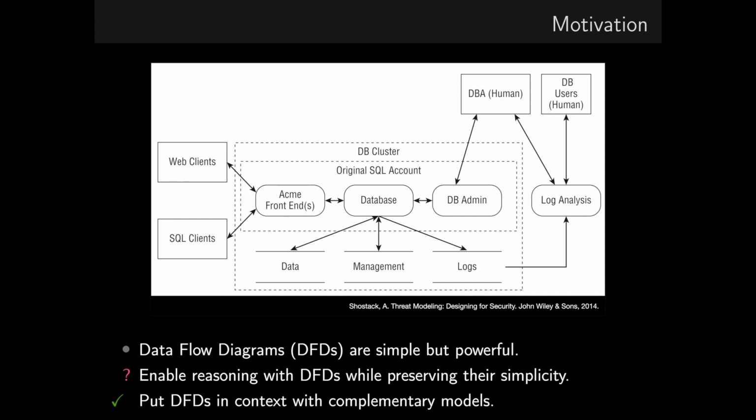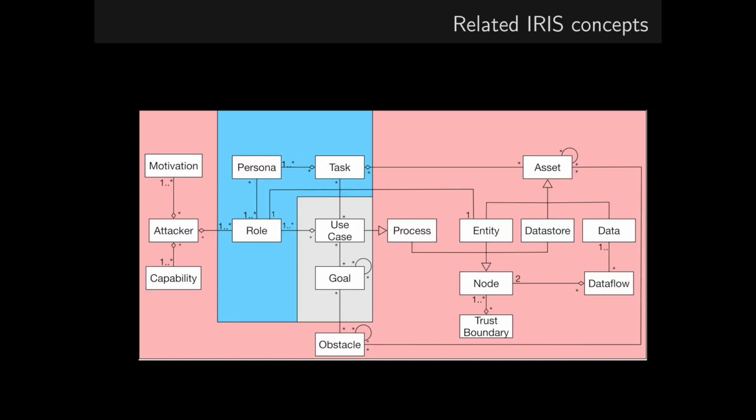But as the title of our talk suggests, rather than augmenting DFDs, we could leverage the idea that DFD nodes can be put in context by different model elements. And by doing this, we can reason about possible issues in DFDs that would otherwise be invisible. To see why this is the case, let's look at a meta-model of related design concepts.